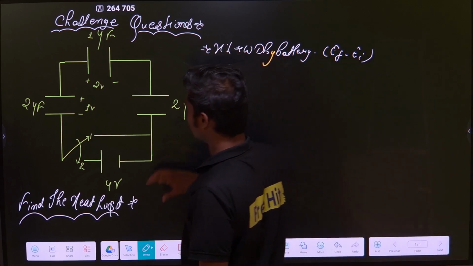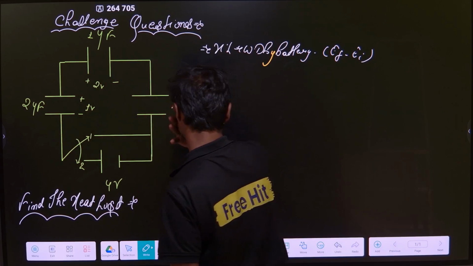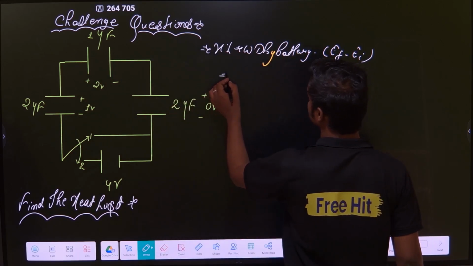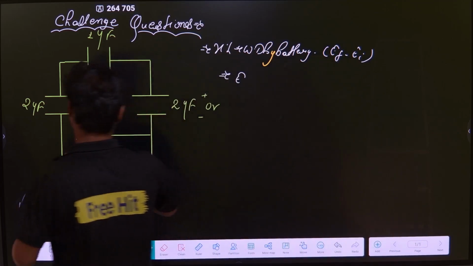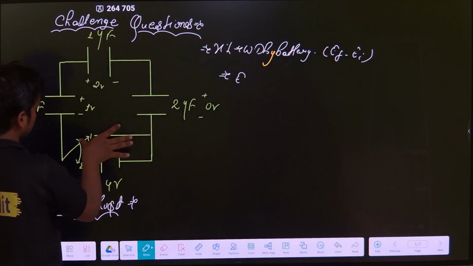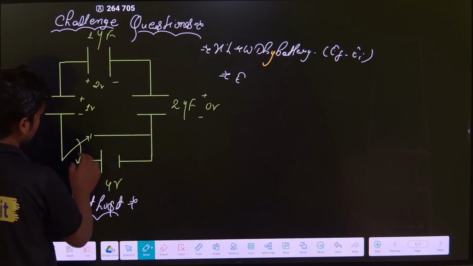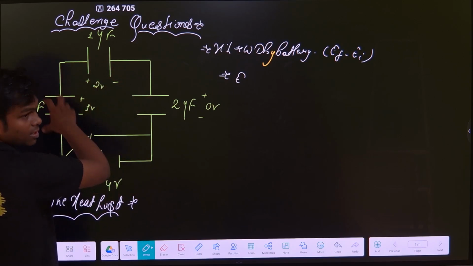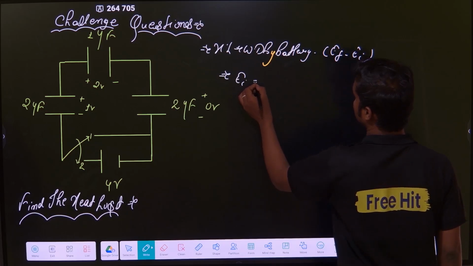So if you see the initial condition, when the switch is at position 1, what will my circuit look like? Obviously this part is not connected, and only these three capacitors will be connected together. In this case, if I want to calculate my initial energy, what is my initial energy?